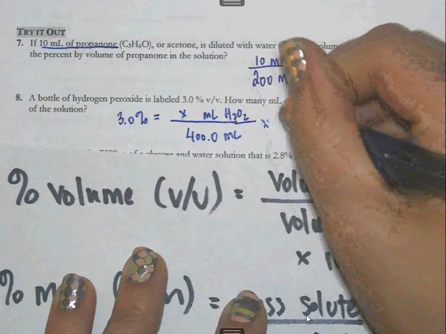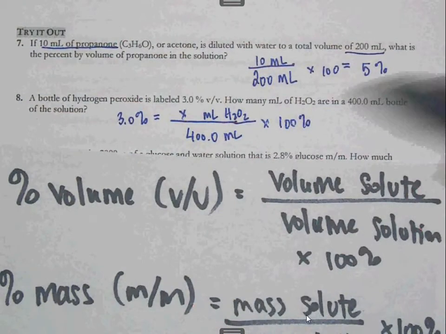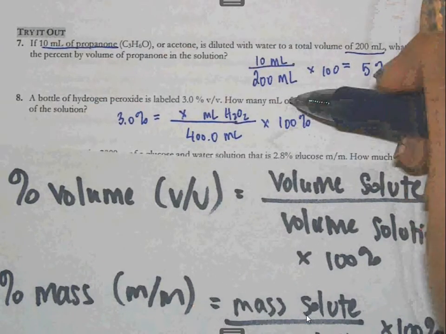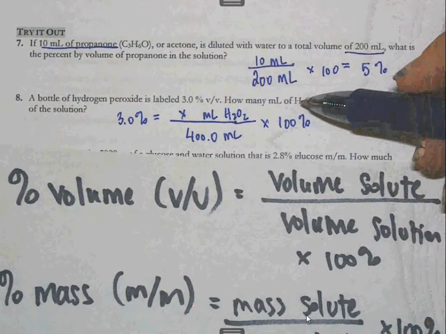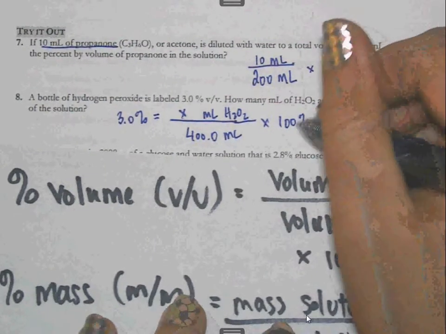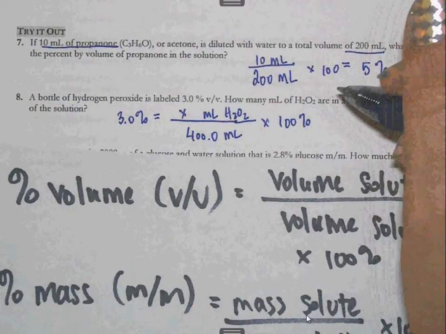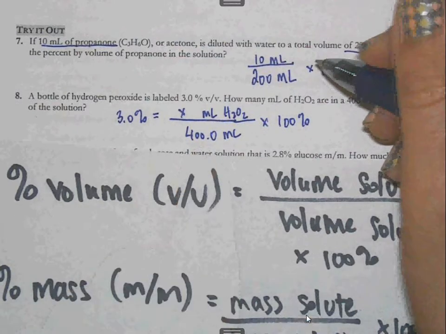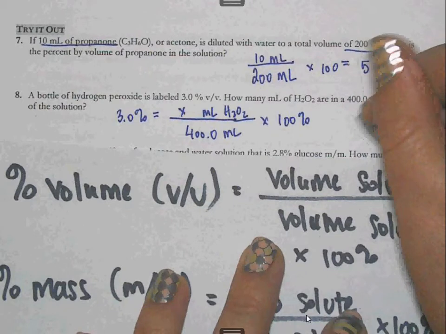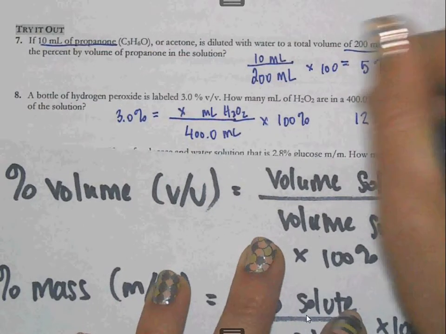But don't forget that this is multiplied times 100. So in order to solve for my x, the first thing that I'm going to have to do is get rid of the 100 over here on the side. A lot of my students would forget about this. So the very first thing is to divide both sides by 100 in order to get rid of this one. So that's going to change my 3 to 0.03. And then I'm going to have to multiply by the 400 to get it out of the denominator. And that will give me an answer of 12 milliliters of H2O2 right there.